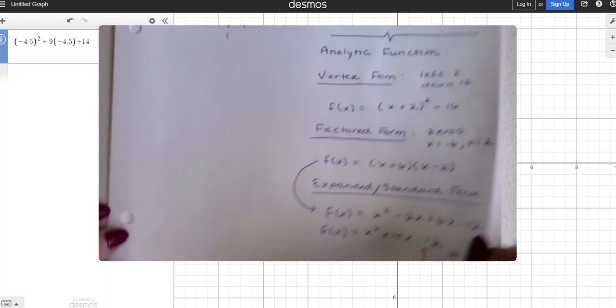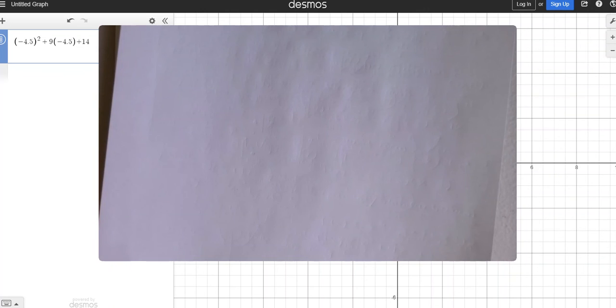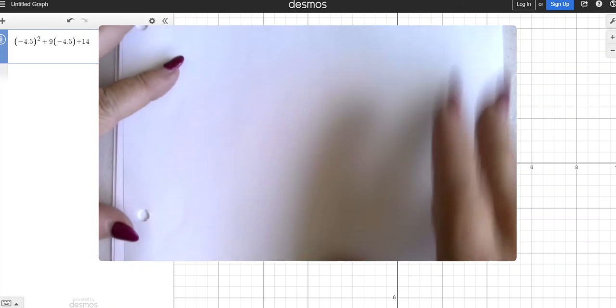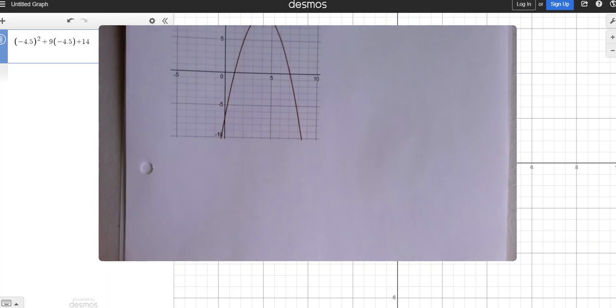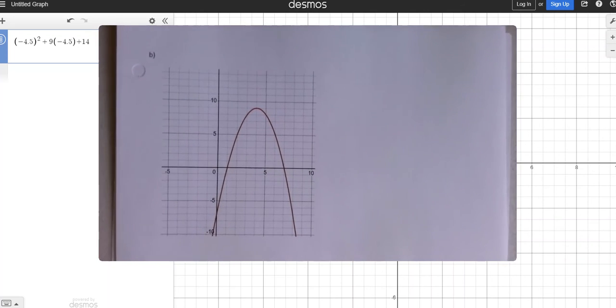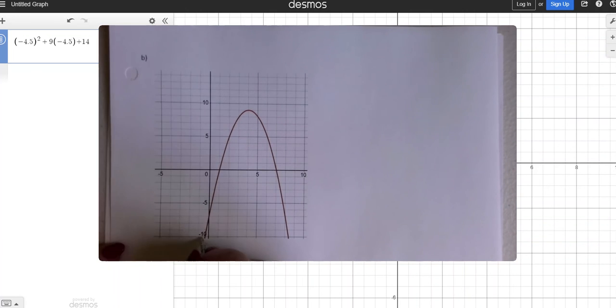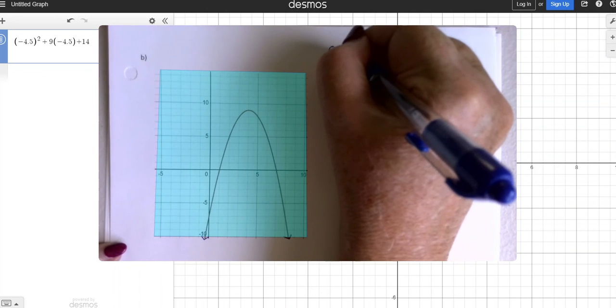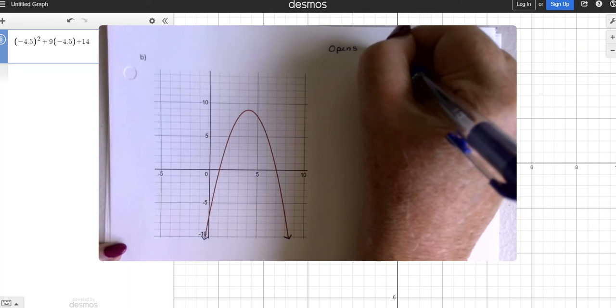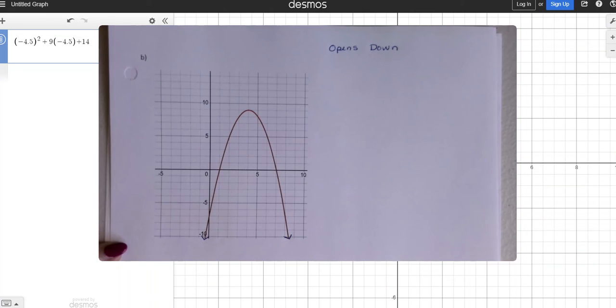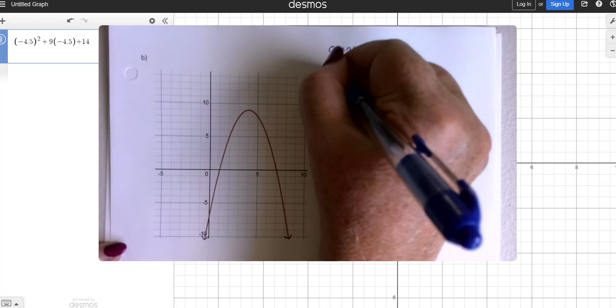All right, we're going to try a couple more of those. And again, I'm going to begin by making a list of everything I can read directly off the graph. So this one opens down. I already know then that eventually my leading coefficient is going to have to be negative, right? My end behavior is down to both the left and the right.